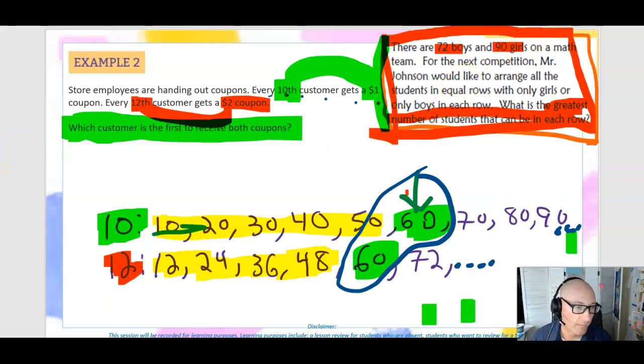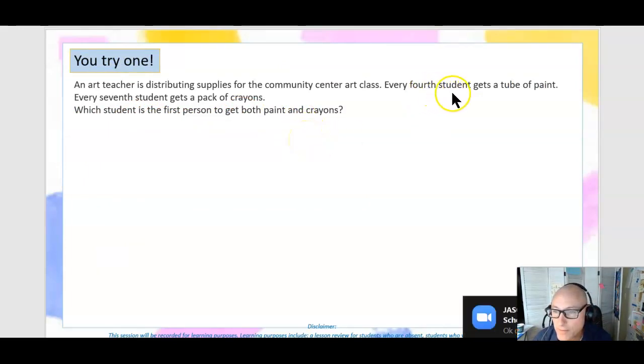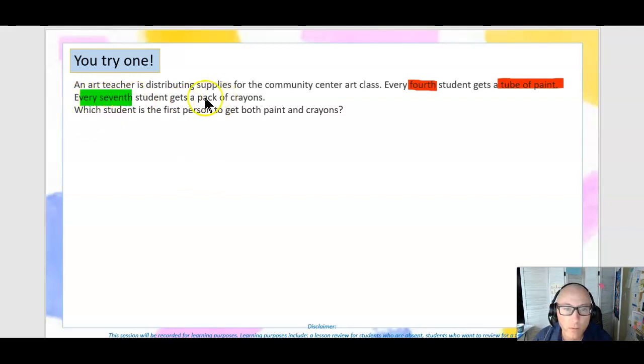All right, next. An art teacher is distributing supplies at a community center art class. Every fourth student, see, this sounds like the last one, gets a tube of paint. Every seventh student gets a pack of crayons. Which student is the first? There it is again. I think I'm seeing a pattern. The first person to get both paint and crayons, just like the last problem we did.